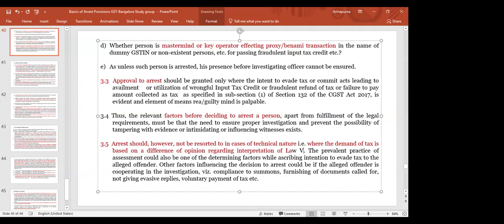Got it. So that means audit detection can also lead to arrest, sir. That means audit detection can also lead to arrest. Audit detection is not immune from progressing into arrest.